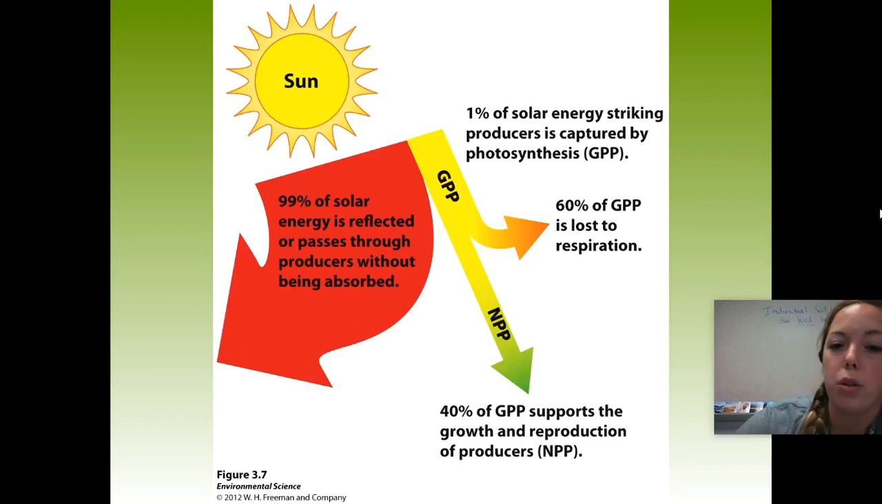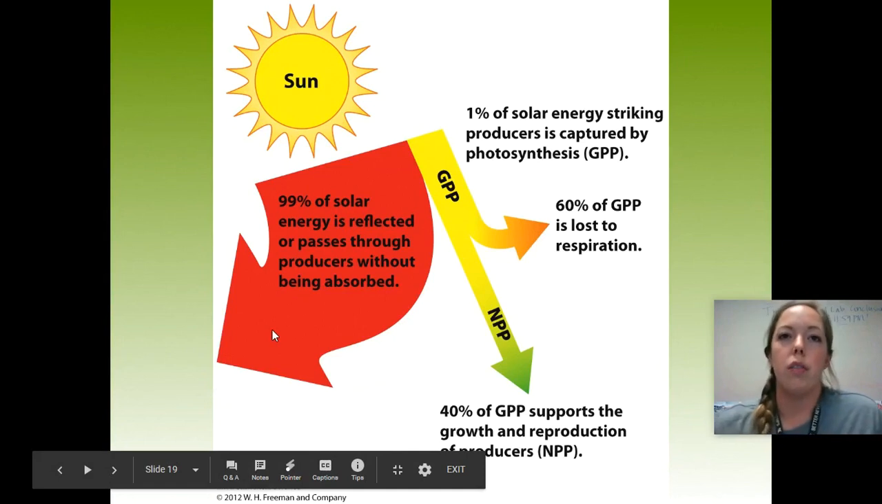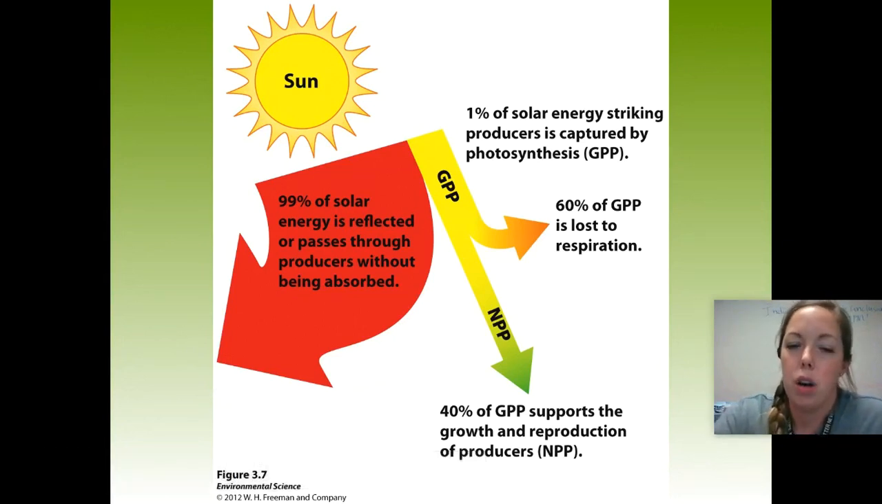So here's a diagram showing information about the GPP and the NPP, right? If you guys don't remember from biology, converting sunlight into chemical energy is not a very efficient process. So as you guys can see here in the figure, of the total amount of solar energy that reaches producers, only about 1% on average is converted into chemical energy via photosynthesis. So you can see right here, 99% of solar energy is reflected or passes through producers without being absorbed, okay? Only about 1% of solar energy striking the producer is captured by photosynthesis.